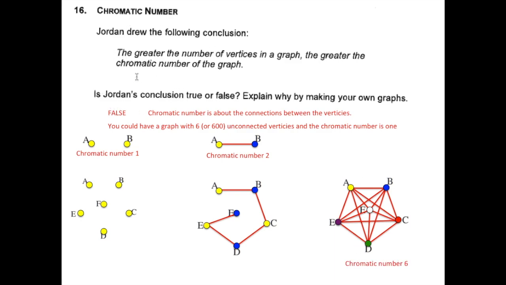That totally disproves Jordan's conclusion. So number 16, false. And that's it for number 16, and that's it for the exam.